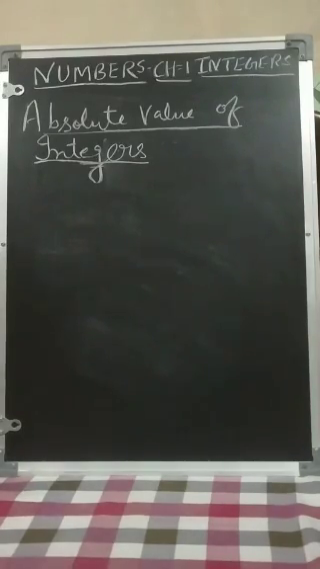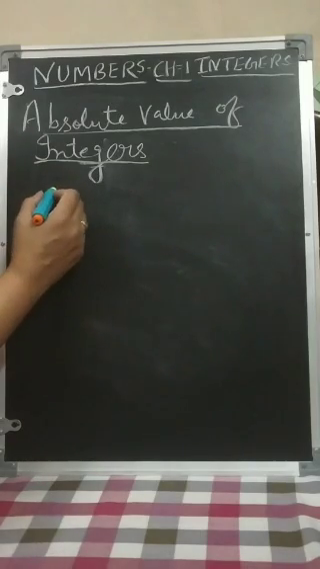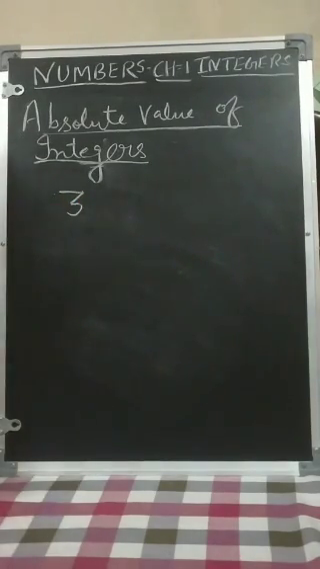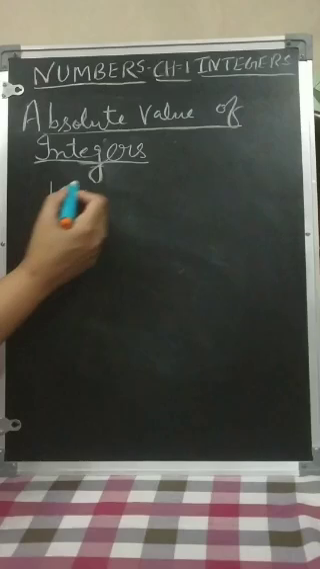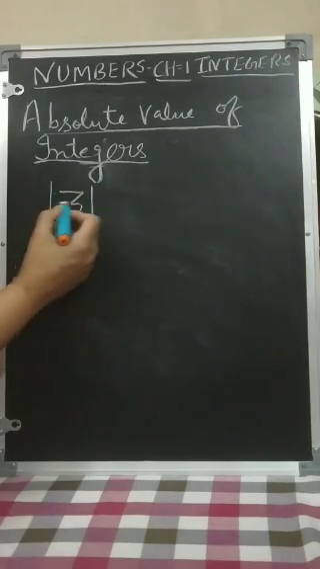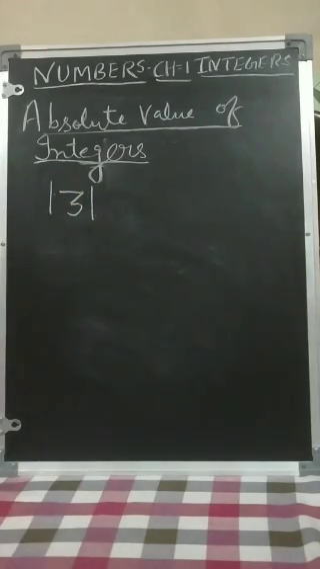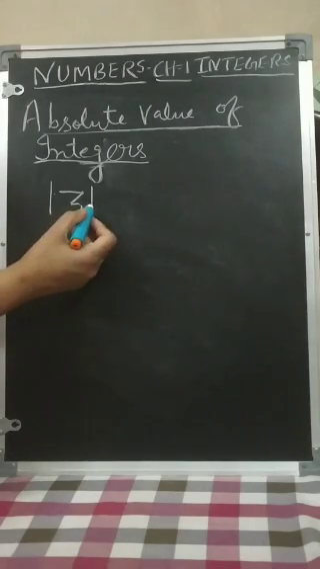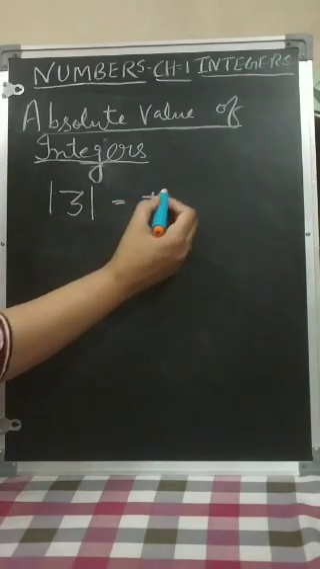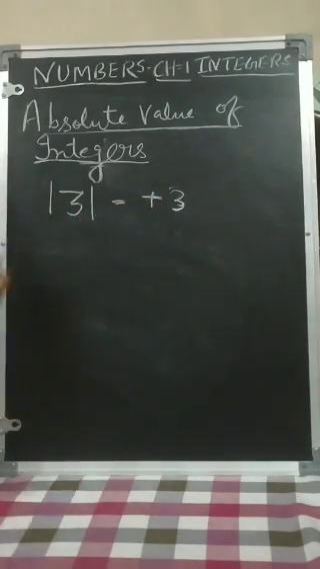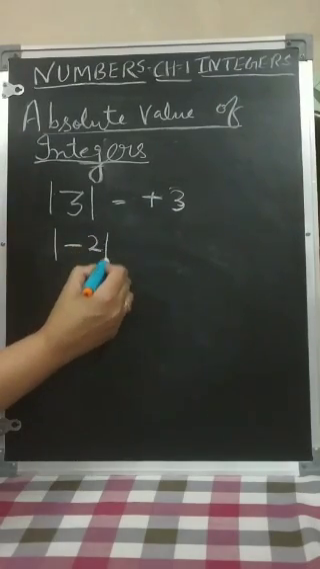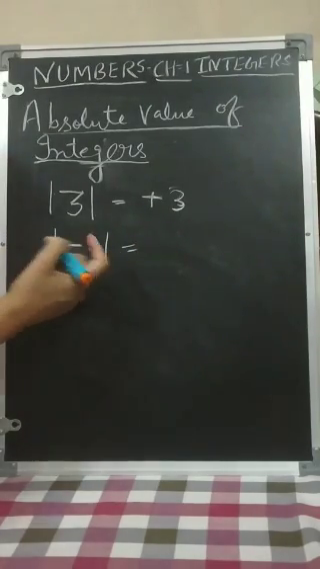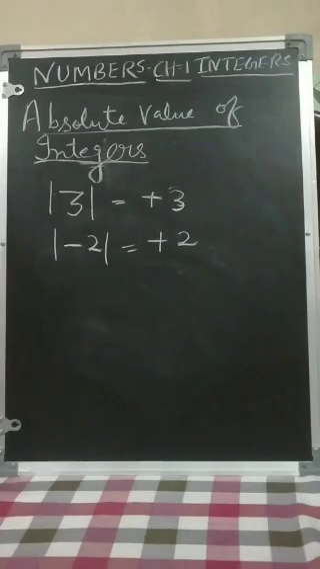Now further we will discuss what is the absolute value of integers. So if there is 3, absolute value we denote like this with bars. These bars are the absolute value of 3, and the absolute value of 3 will be only 3. Plus 3 means we will ignore the sign. If here is -2, we will ignore the sign and the answer will be only +2. So absolute value means we will ignore the sign and the answer will be every time positive.